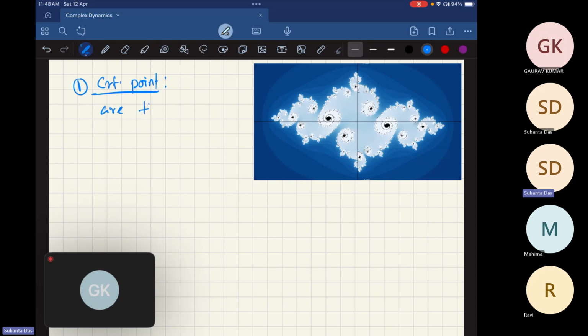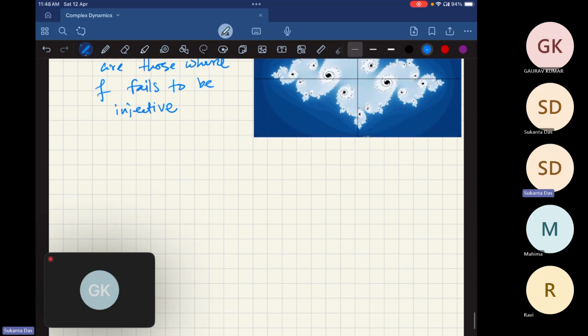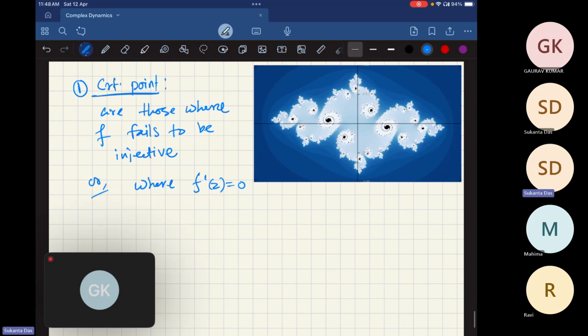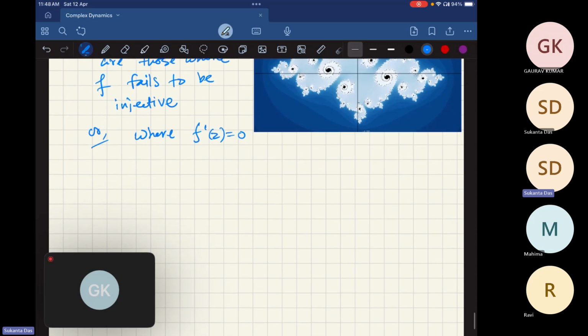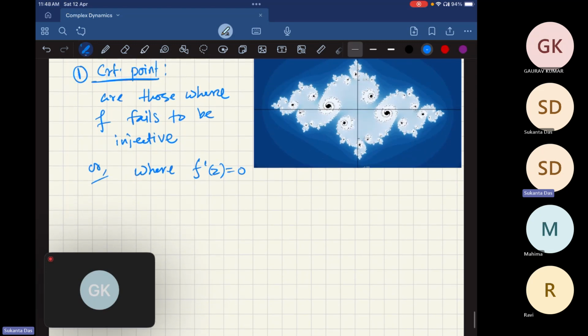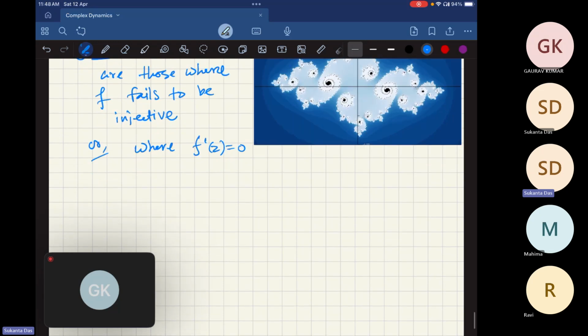Critical points are those where the function fails to be injective, or in other words, where the derivative of the function vanishes. So those points are the critical points where the derivative vanishes, or the f fails to be injective.